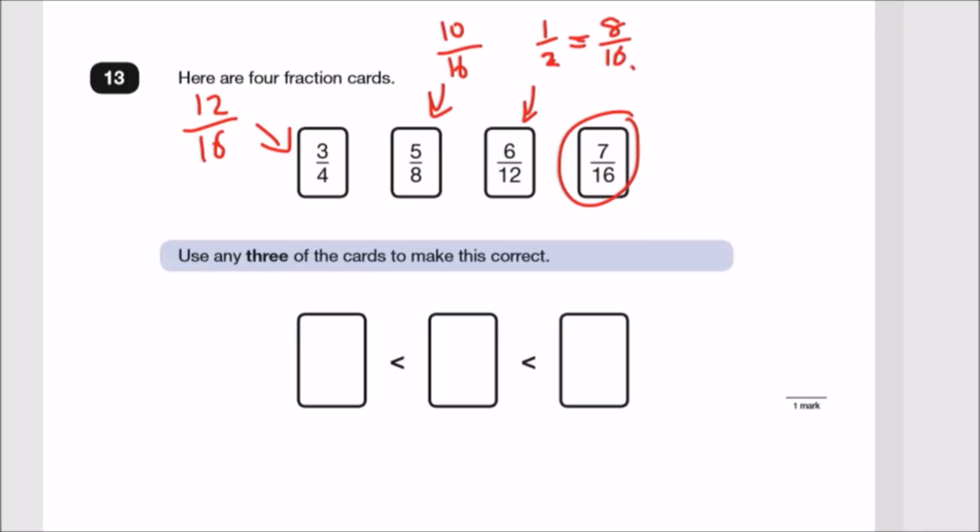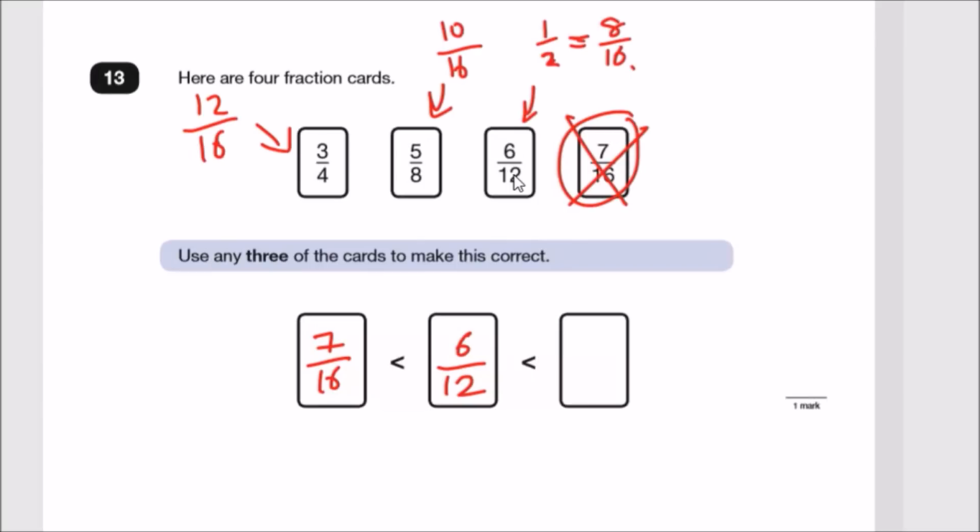And yes, now we have a list of fractions we can work with. Because we can use any three cards, let's make it easy. Let's just pick the smallest first. So the smallest fraction here, you've got 12, 10, 8, and 7. 7 over 16 is clearly the smallest. It looked the biggest, but it really is the smallest. So that's done. Now we need any two more. The next one would be 8 over 16, which is a half, which is 6 over 12. So the 6 over 12 card can go here.